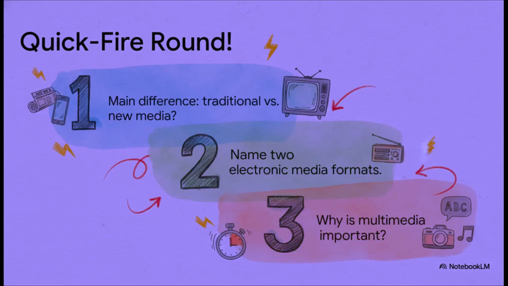And now let's do a quick-fire round. Ready? Number 1. What is the main difference between traditional and new media? If you said interactivity or two-way communication, you nailed it. Okay, number 2. Name 2 electronic media formats. You could have said a TV show, a radio broadcast, a podcast, a video game. Lots of right answers there. And finally, number 3. Why is multimedia important? It's all about making messages more engaging and effective. How'd you do? Pretty good, I bet.